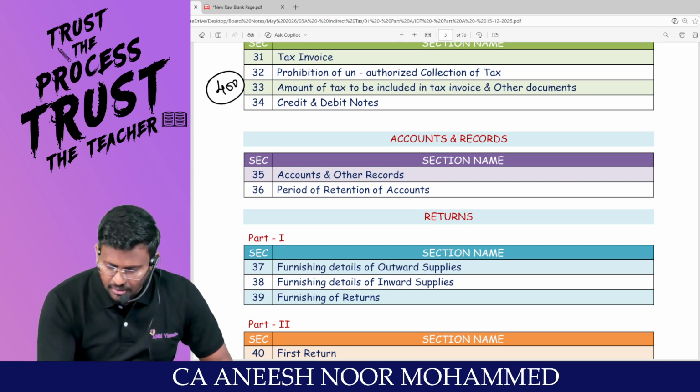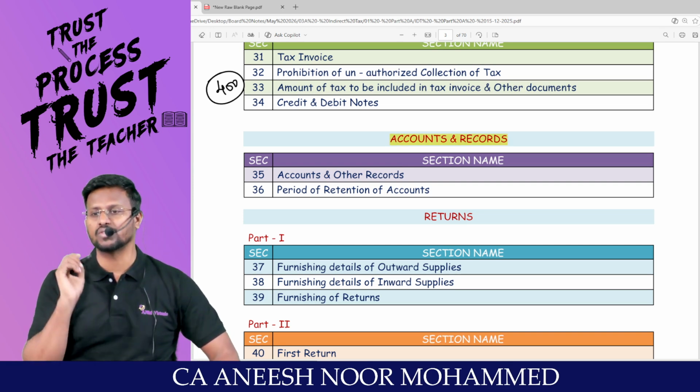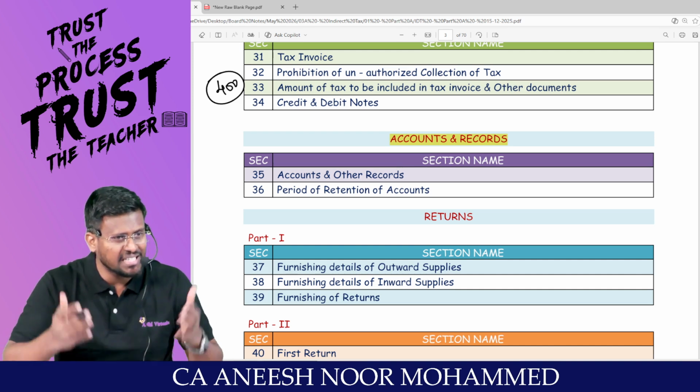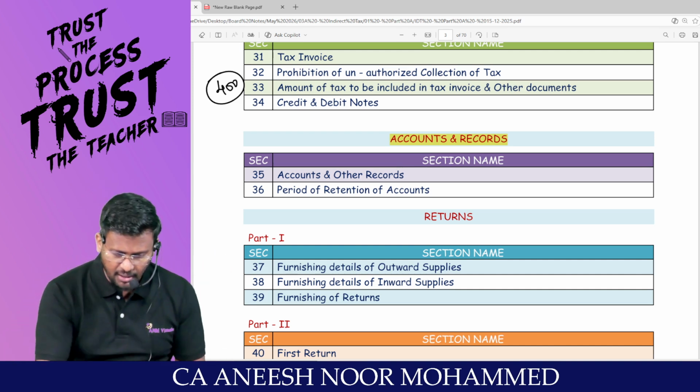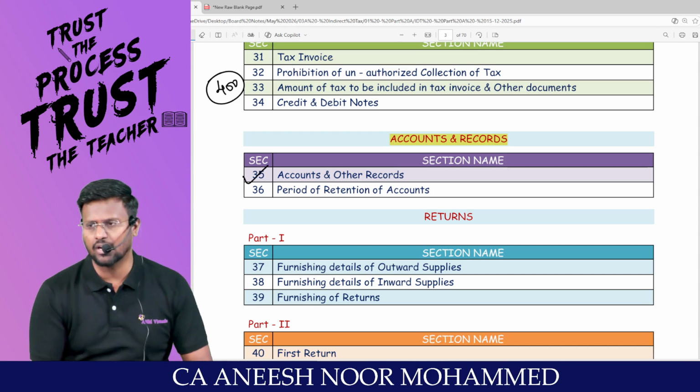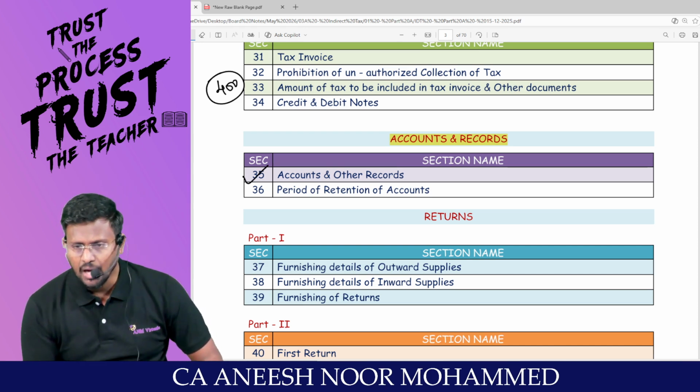That's what section 35 says: you are supposed to keep the accounts and records, because multiple tax invoices will become records. My dear lovable students, section 35, accounts and records.